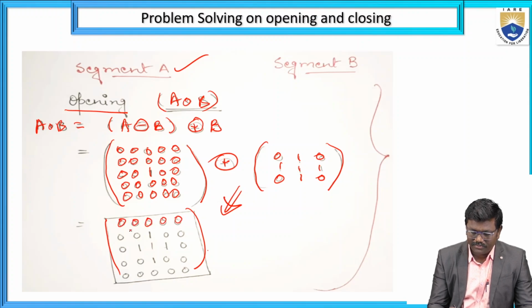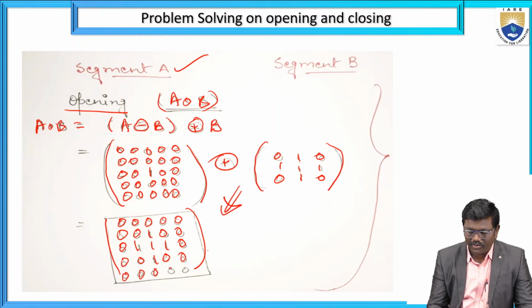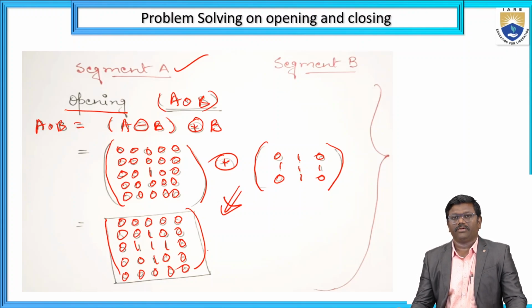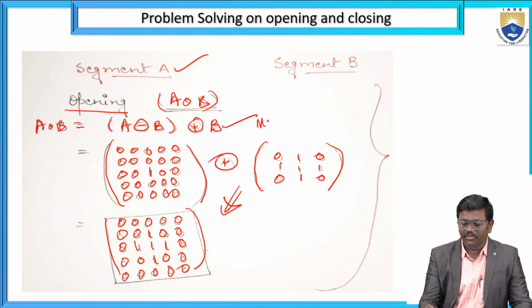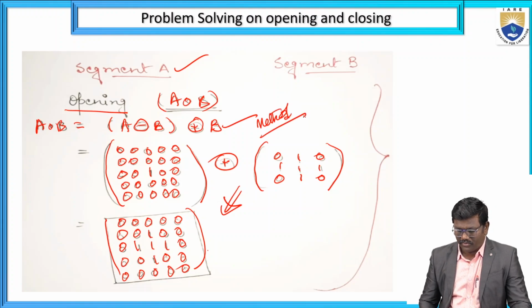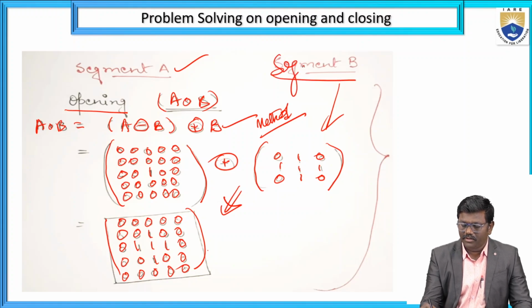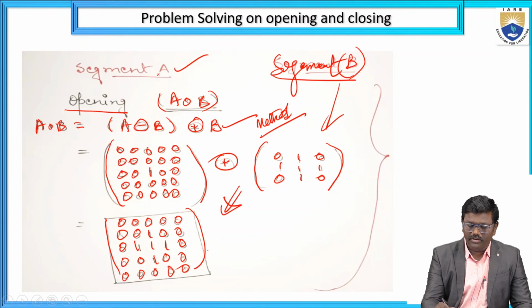So how did we get this? By the mathematical computational process, applying the formula. Whatever we are applying here is a simple method, and based on this method we get the requirement. So this is B, this is A, segment B. You are using the B value, and you are using A.